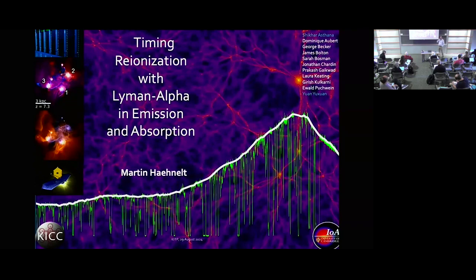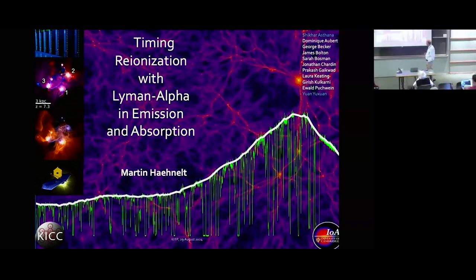So I will talk about Lyman-alpha. As you all know, Lyman-alpha is a resonant line and therefore very sensitive to neutral hydrogen. And this is a good thing and a bad thing at the same time. It means that you have a very sensitive probe of neutral hydrogen, but very easily the optical depths are getting very large, which makes the treatment and the modeling quite difficult.